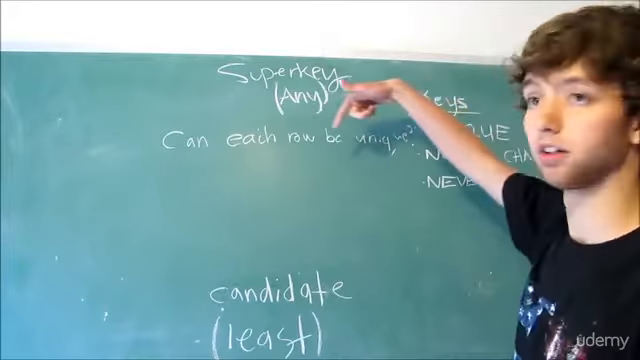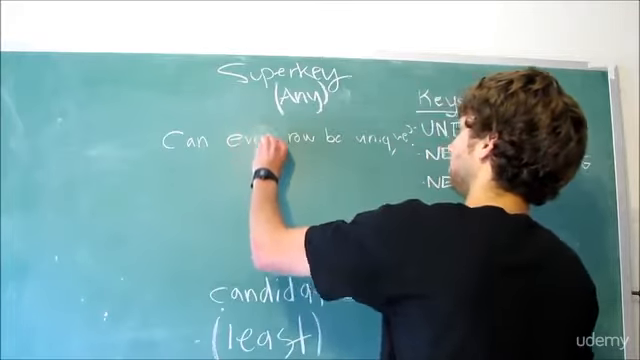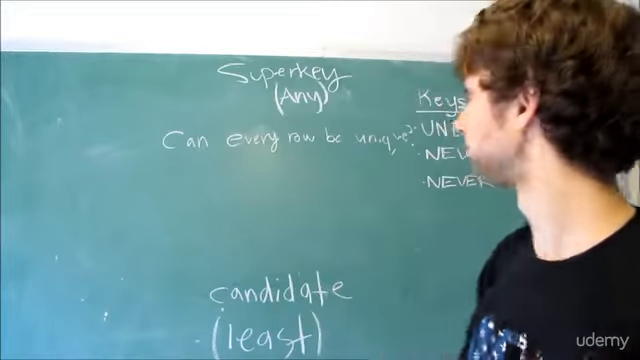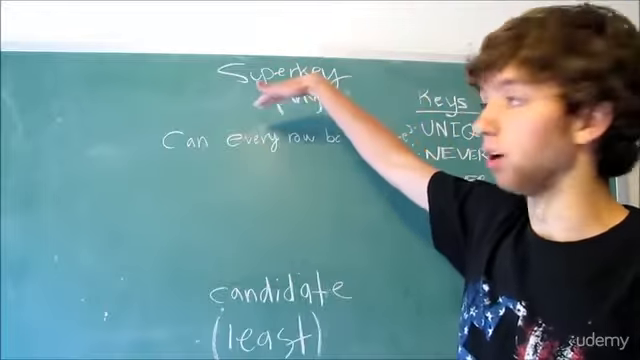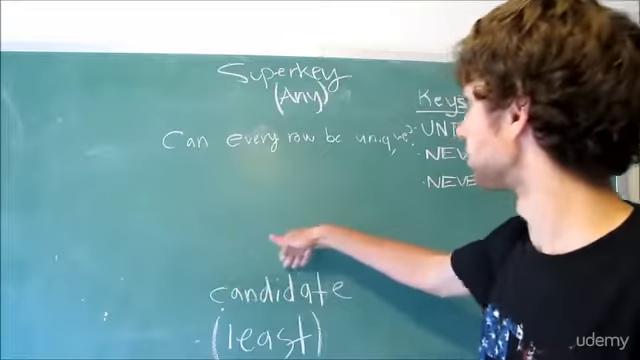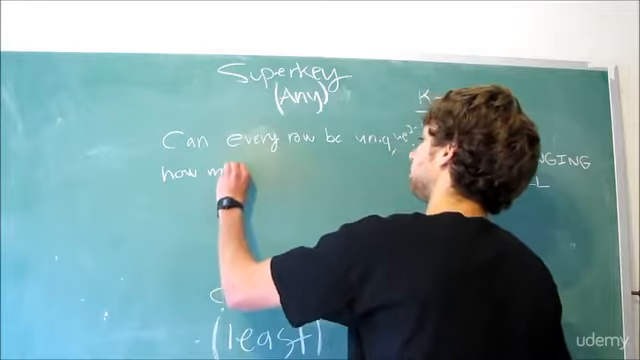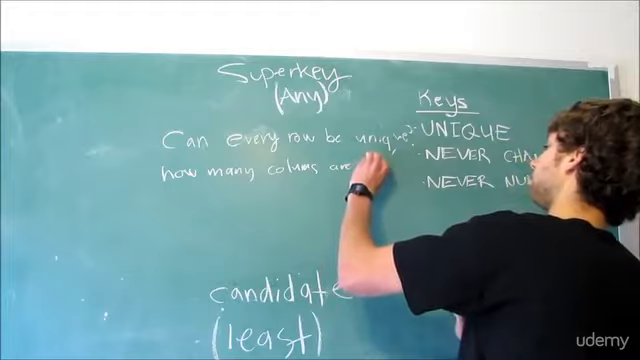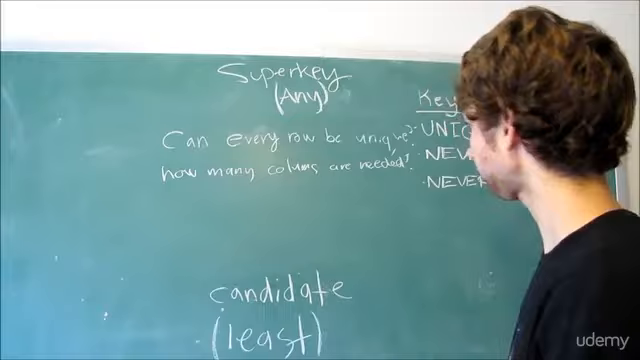Can each row be unique? And even better word, can every row be unique? Because every single row within a table has to be unique. That's what the superkey is asking. Once we figure that out, if it can be unique, then we move on to figuring out the candidate key. So now we ask, how many columns are needed? Can you read that? Hopefully.